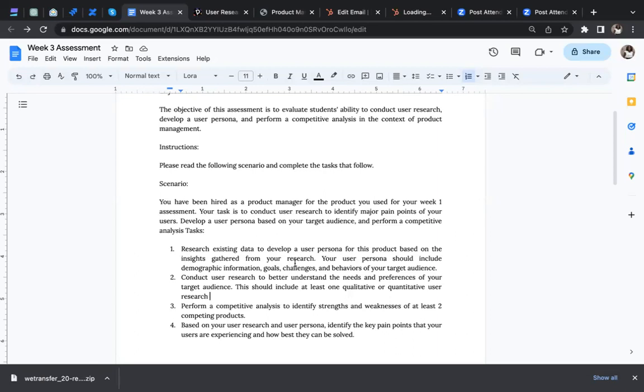Now, the second part, after you have decided who your user persona or your target audience are, now you conduct a user research to better understand the needs and preferences of your target audience. Now, the goal, let me write it here. The goal of this research is to identify the pain points of your users. No, you are not limited to what I listed to add to your user persona, but these things are just the basic things that must be there. You are not limited to this. Now, conduct user research to better understand the needs and preferences of your target audience.